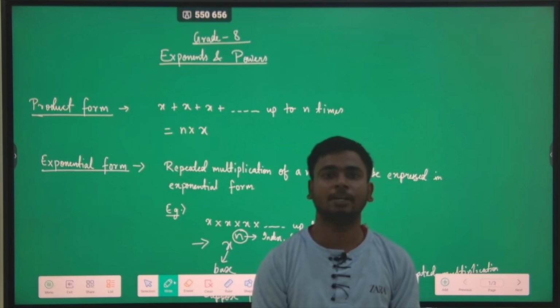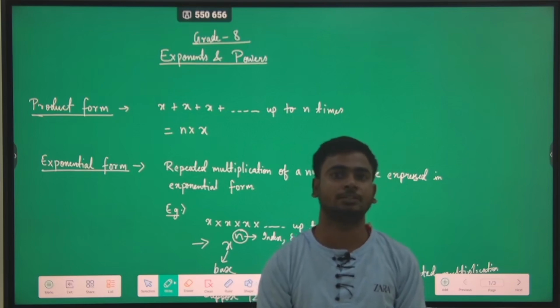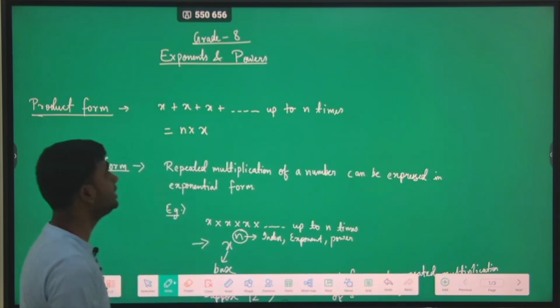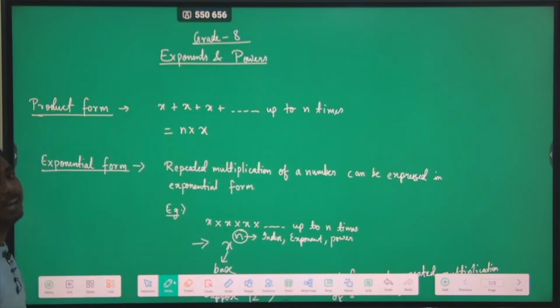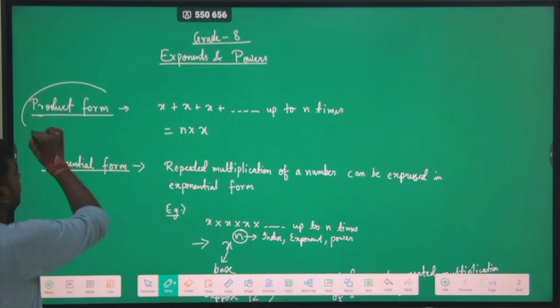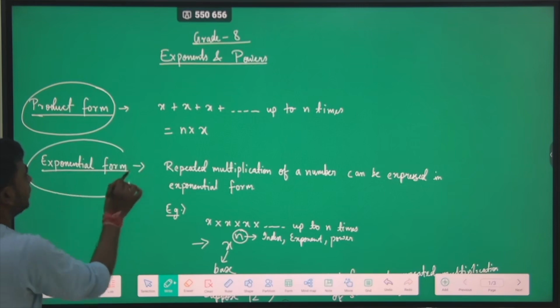Our chapter name is Powers and Exponents. For this chapter, we have to understand two things. The first one is product form and the second one is exponential form.